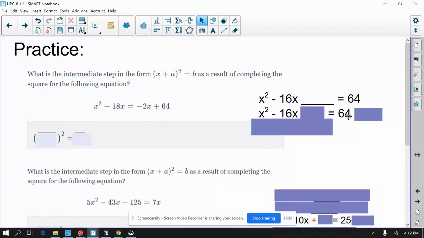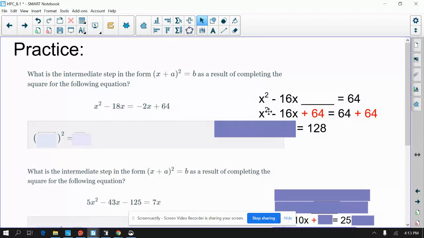Now I complete the square. But see these 2 lavender boxes? Whatever I add right here, I had to add over here because I'm keeping the balance. So what is underneath here? It's half of this squared. So half of this is negative 8, and if I square negative 8, I get 64. So I add 64 to the left, add 64 to the right. On the right, I get 128 because 64 plus 64 is 128.